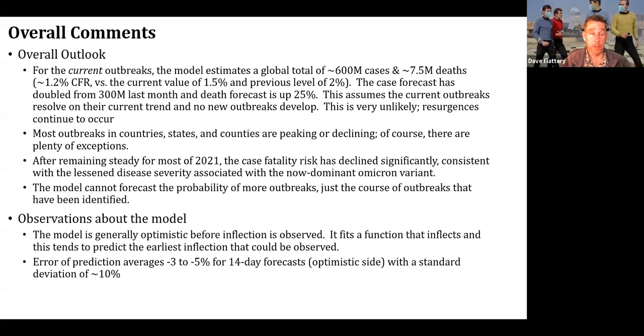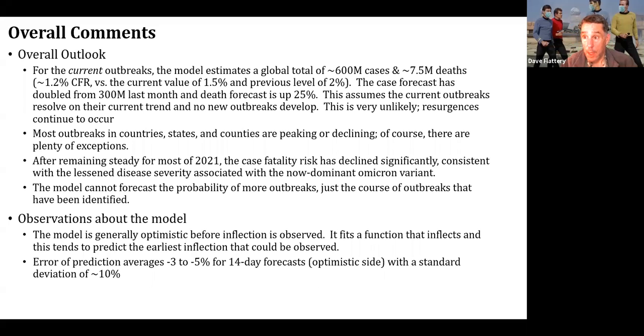The case forecast has doubled. So, wherever we look at it, Earth, the US, California, the case forecast has about doubled since early December. And the fatality forecast is up about 25%. Again, whatever level we look at it, it's 25 or 30% higher fatalities being predicted. And, as this caveat is always in here, the model is really just looking at the current outbreaks, and it can't predict if there's going to be a new one.